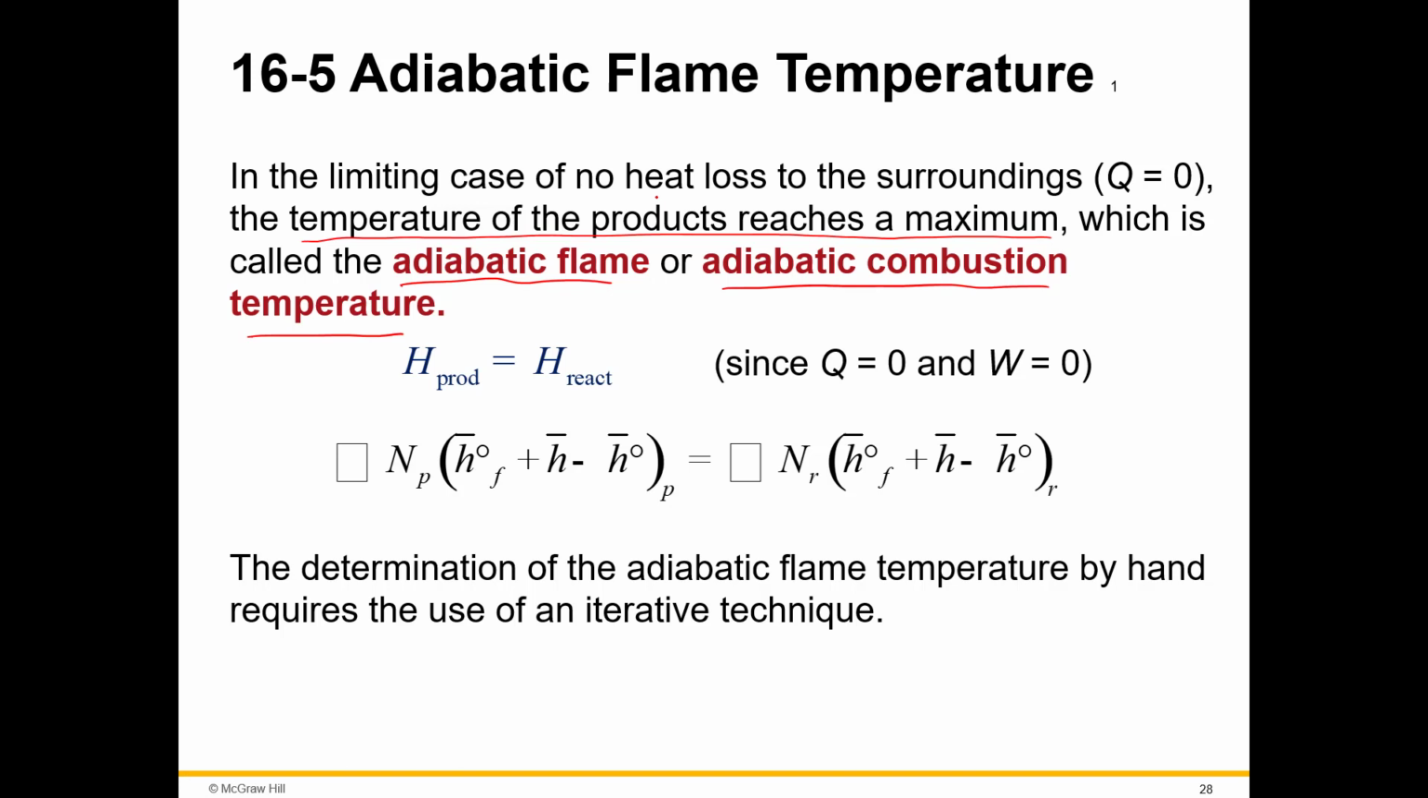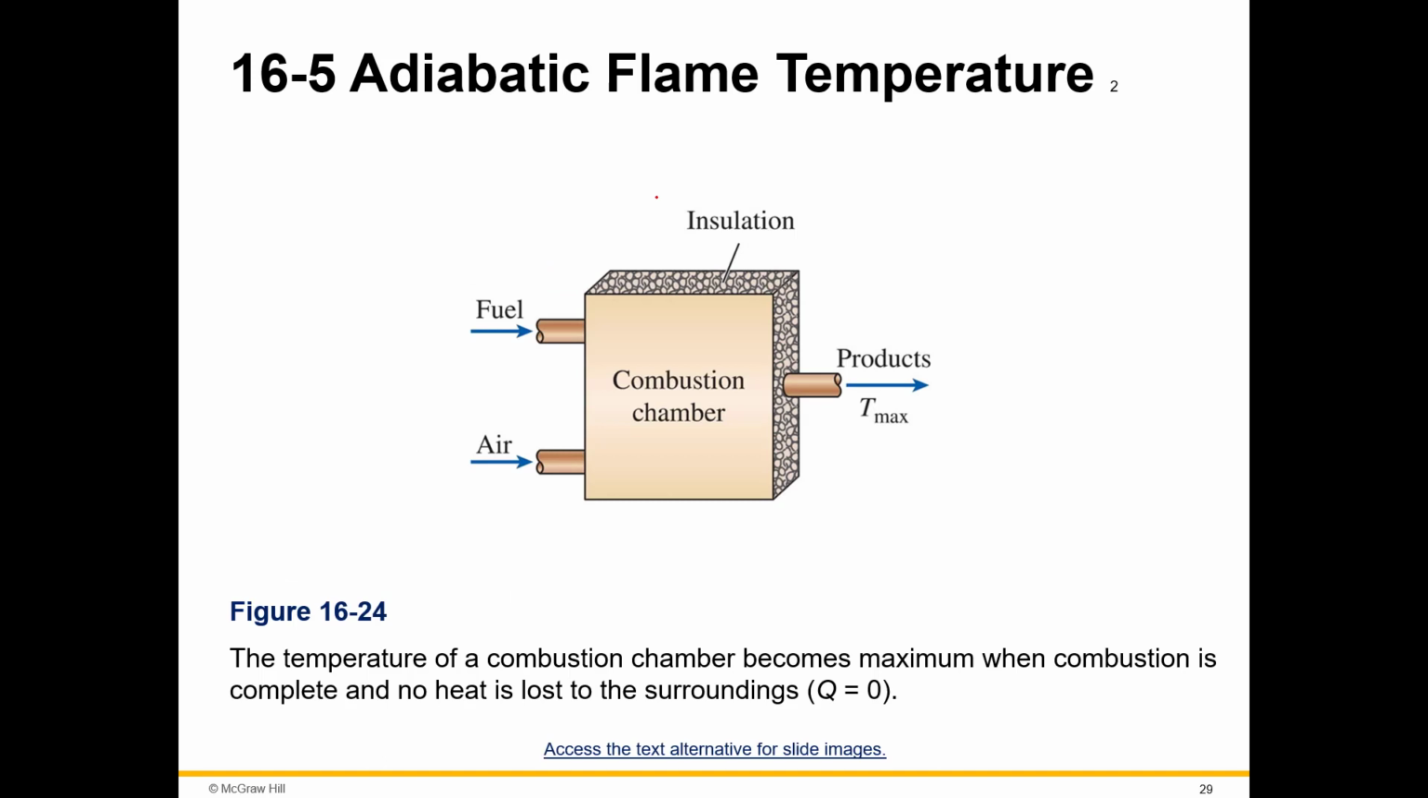This is taking into account no heat loss to the surroundings. The determination of the adiabatic flame temperature by hand requires the use of an iterative technique. So here, the temperature of a combustion chamber becomes maximum when the combustion is complete and there is no heat loss, which is how we use this insulation, so that we can get Q equal to 0.